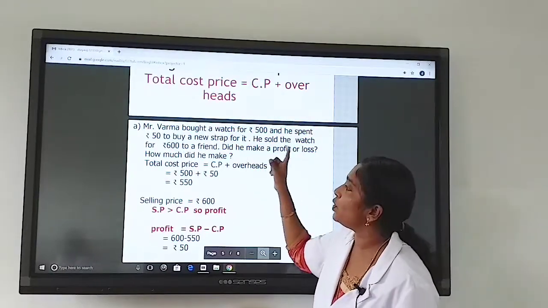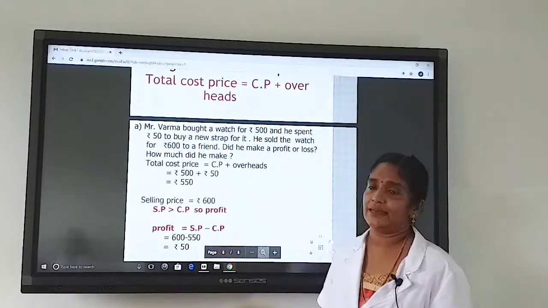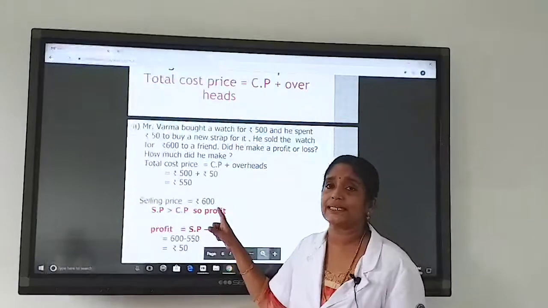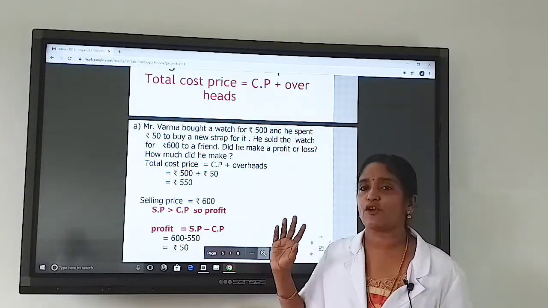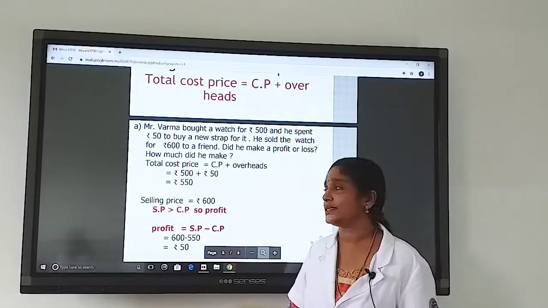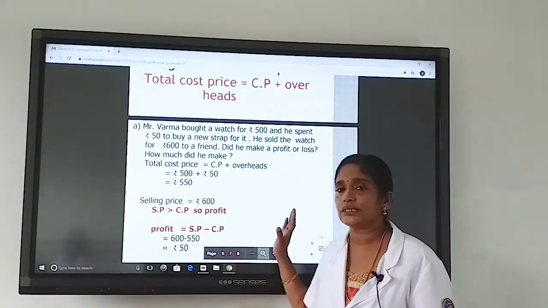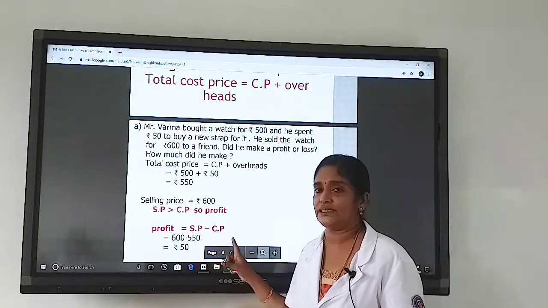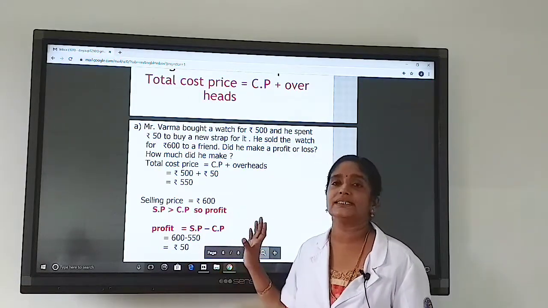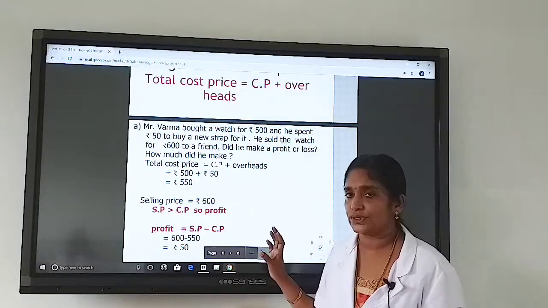And he sold it for rupees 600. Here selling price is greater than cost price. So, is it profit or loss? Yes, it is profit. So, how much is the profit? Selling price minus cost price gives profit. So, 600 minus 550 gives rupees 50. That is the profit. All of you understood?